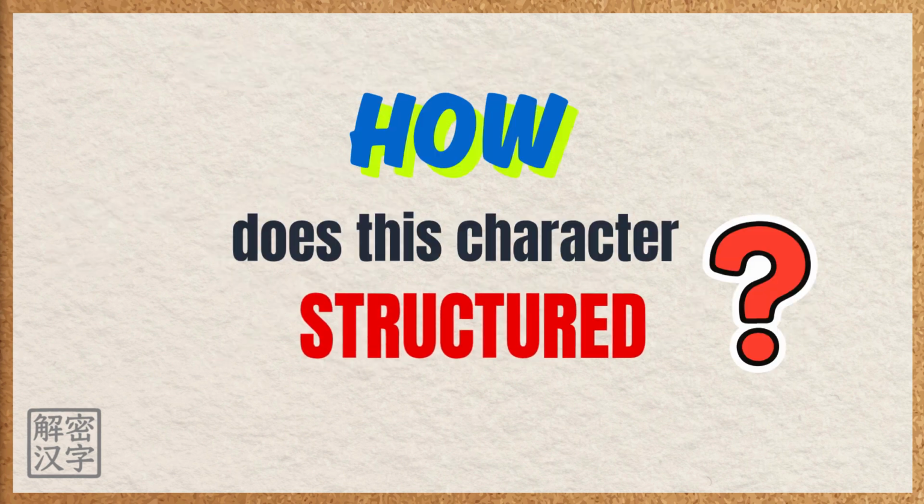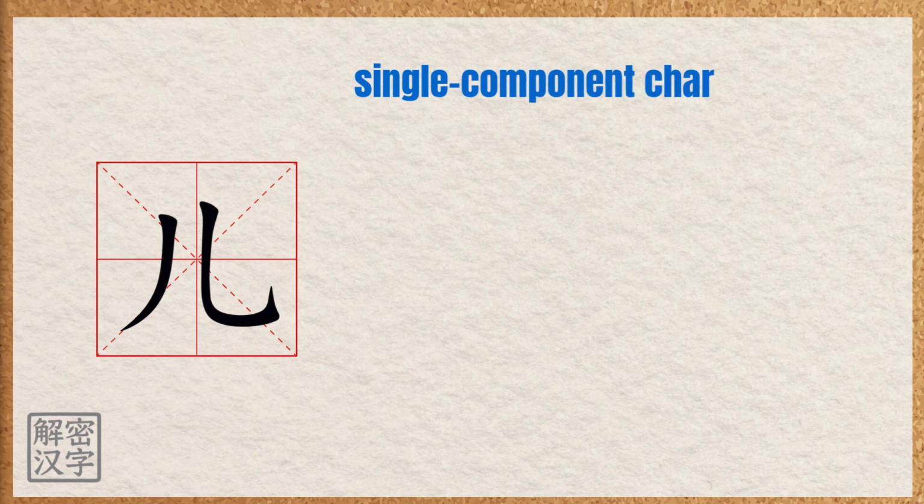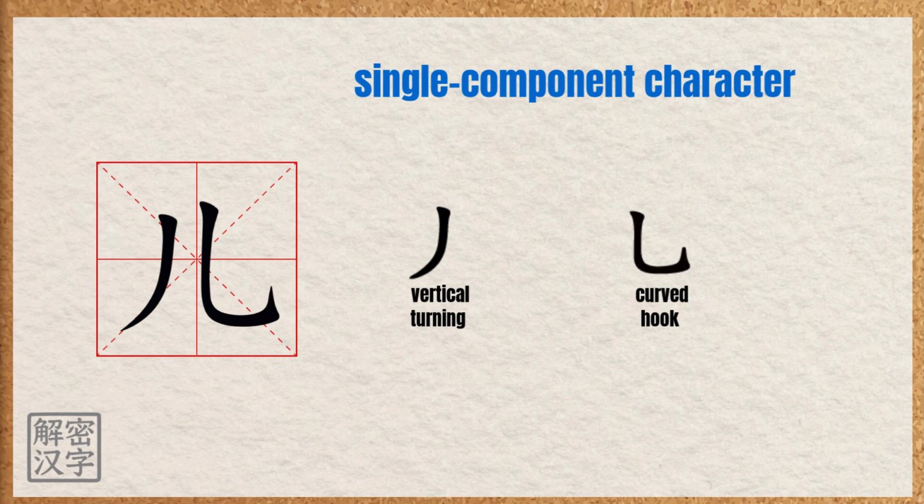How is this character structured? The character 儿 is a single component character. It is made up of two strokes, a vertical turning stroke and a curved hook stroke.